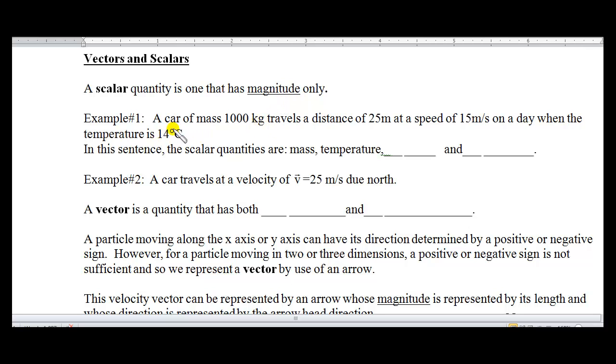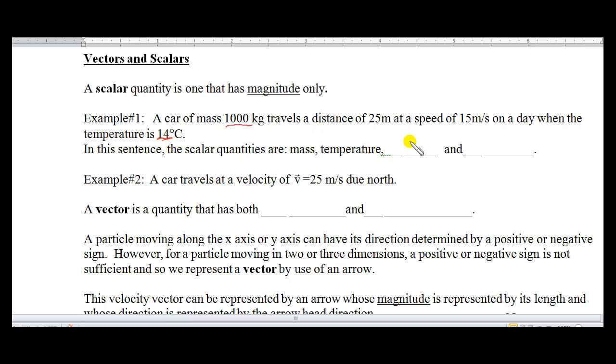Here's an example. We have a car of mass 1,000 kilograms that travels a distance of 25 meters at a speed of 15 meters per second on a day when the temperature is 14 degrees. In this sentence, the scalar quantities are mass. Certainly mass is, because, as you can see, it has a magnitude of 1,000 kilograms. Temperature is certainly a scalar quantity. It has a magnitude that is a numerical value, in this case equal to 14 degrees.